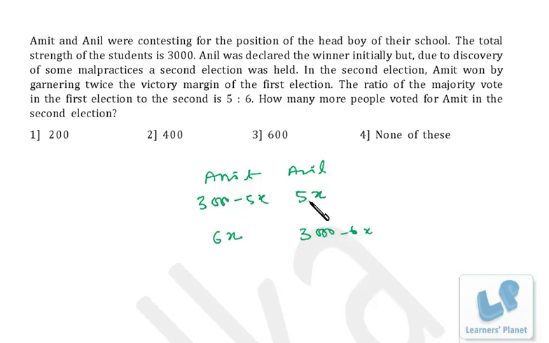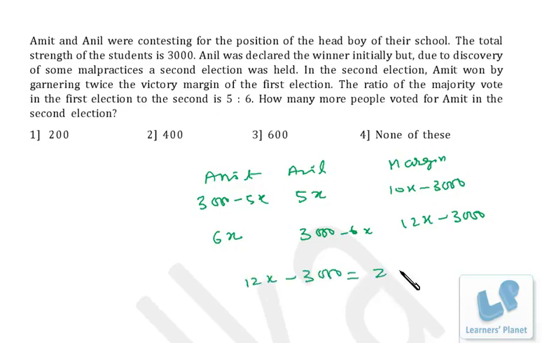Now what is the margin over here? In the first case Anil was the winner, so the margin must have been Anil minus Amit, that is 5x minus (3000 minus 5x), that is 10x minus 3000. In this case Amit is the winner, so the margin will be 6x minus (3000 minus 6x), that means 12x minus 3000. Okay, now in the second election Amit won by garnering twice the victory margin, that means this victory margin is twice of this. So 12x minus 3000 is equal to twice of (10x minus 3000), right?